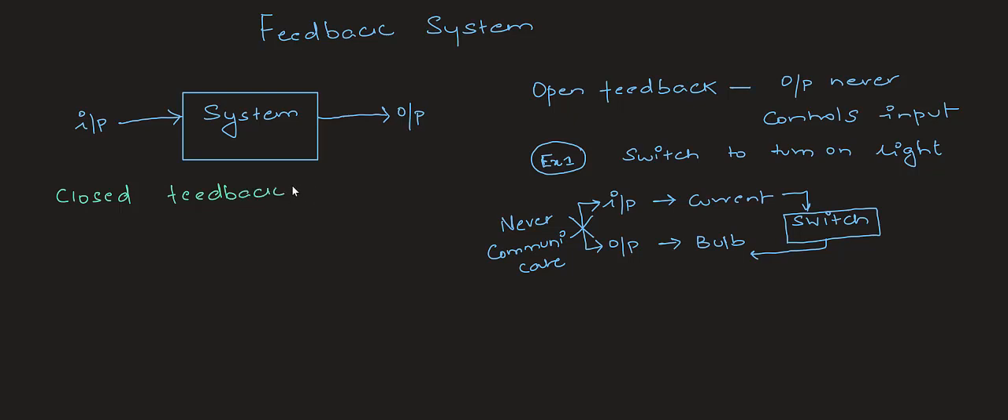A closed feedback system is the opposite of open loop feedback, where the output communicates with the input, or the output controls the input. So how does it look? Let us see.